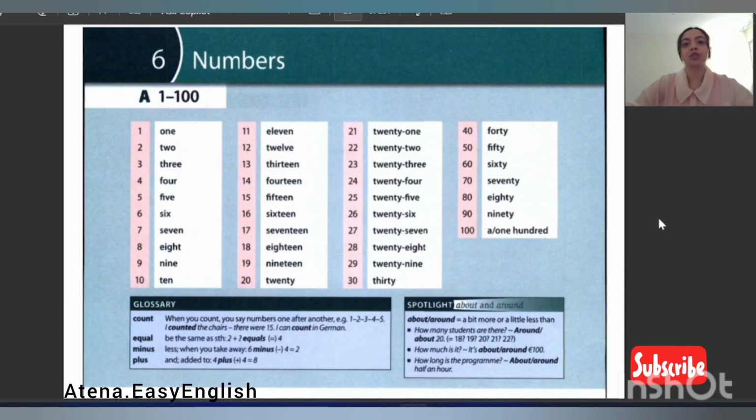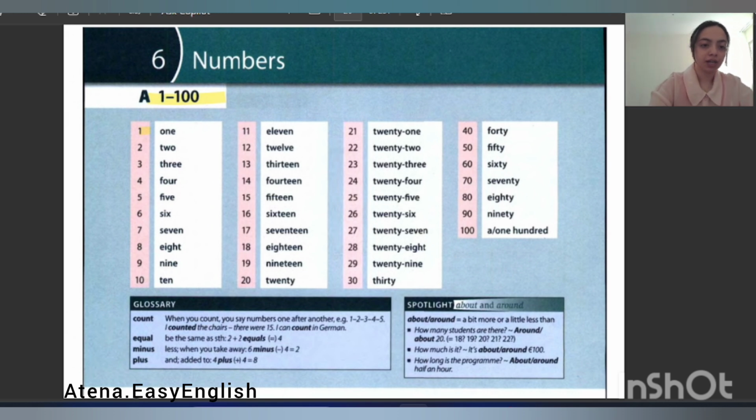Today we are going to talk about numbers in English. It's a unit from Oxford Word Skills Elementary. So it's Unit 6. Look at the numbers. In this unit, we are going to talk about numbers from 0 to 100, how to pronounce them, how to write them in letter and in number.